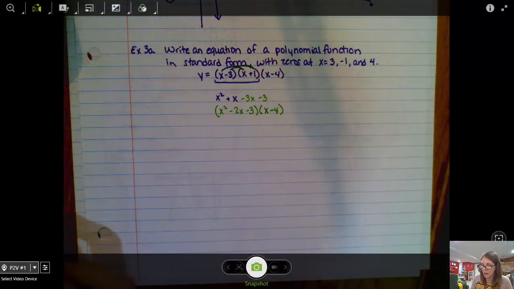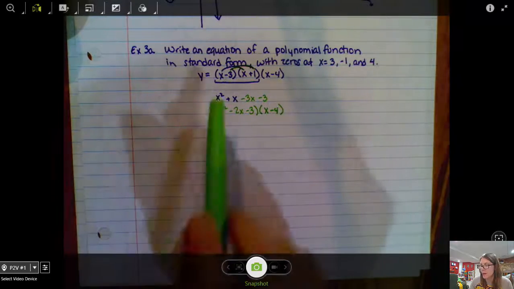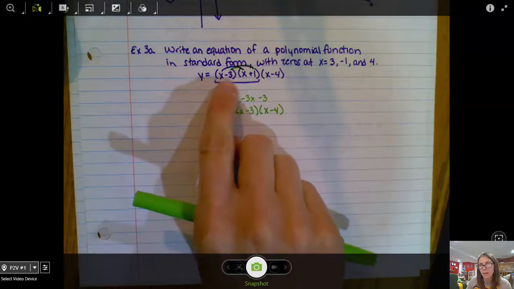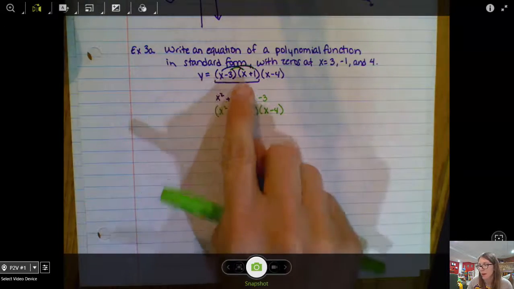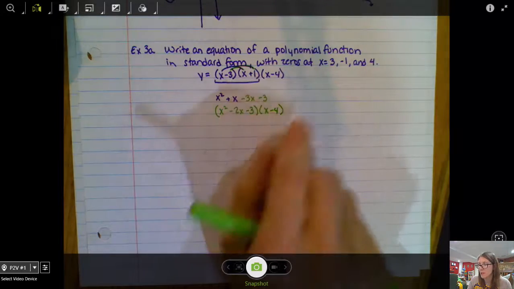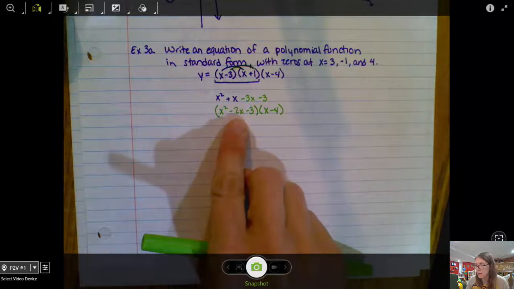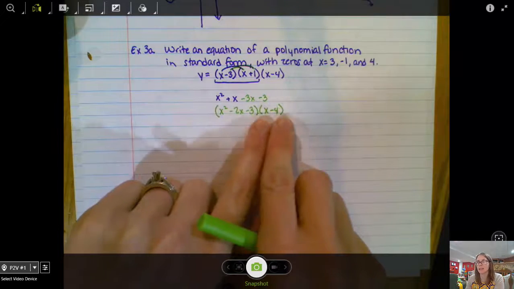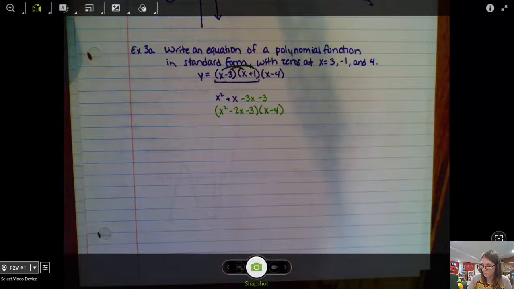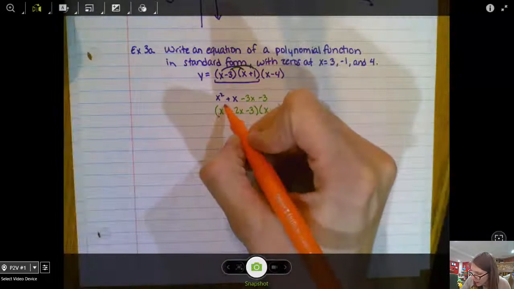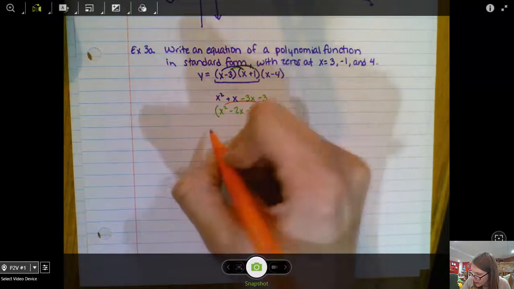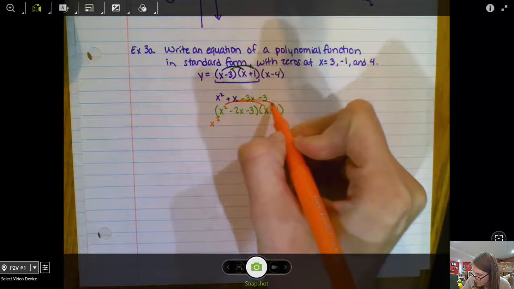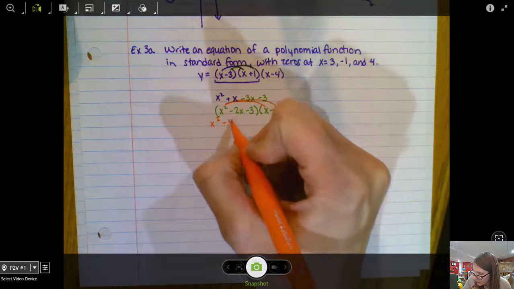And this gets a little bit more complicated, but the big thing to remember is that FOIL really is just a nice short way for us to remember that every term in this binomial gets multiplied by every term in this binomial. So same idea here, every term in this first set of parentheses needs to get multiplied by every term in the second set. So I take my x squared times x, that gives me x to the third. X squared times -4.